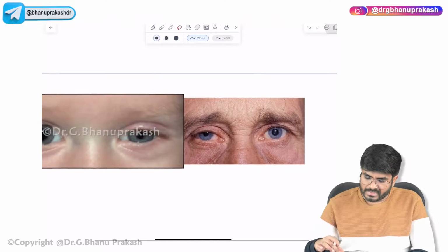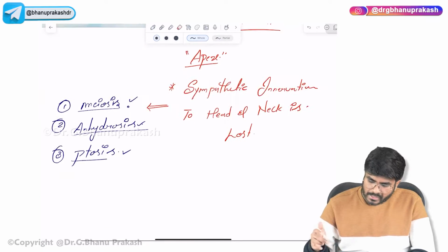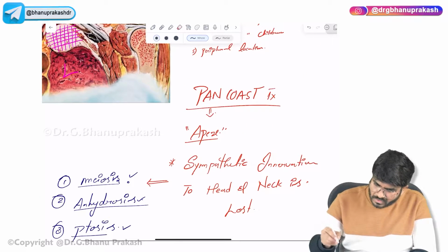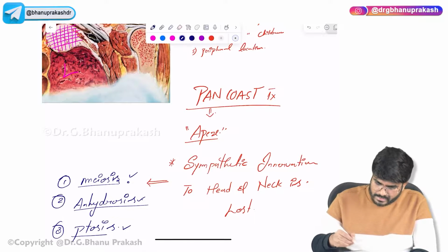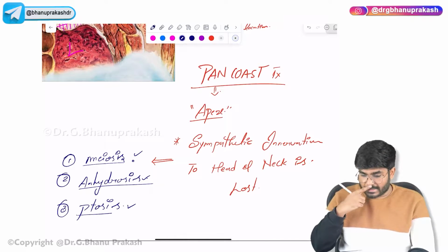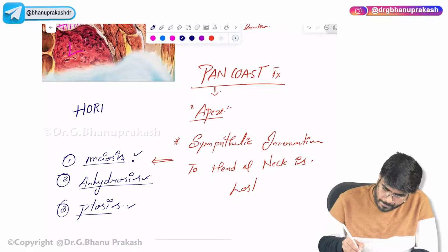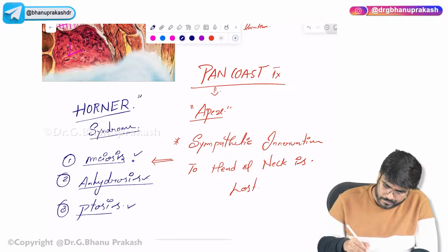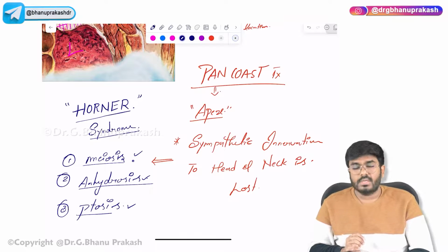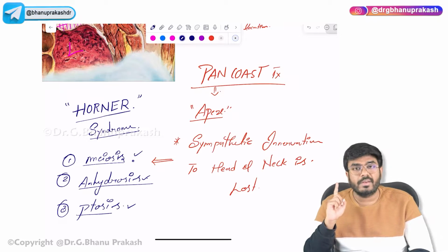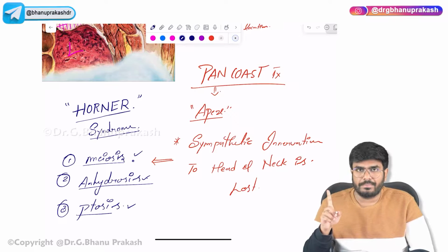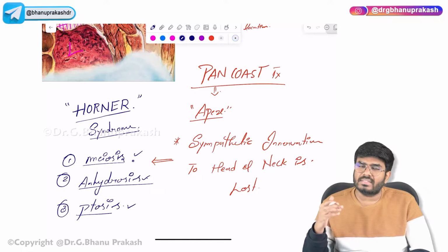So this entire syndrome that I have discussed, see, Pancoast tumors are associated with meiosis, anhidrosis and ptosis. So this syndrome is called Horner syndrome. Okay, so Horner syndrome, sir. Horner syndrome is due to Pancoast tumors. Where will Pancoast tumors come? They come in the apex of the lung. Horner syndrome, what are the three symptoms?